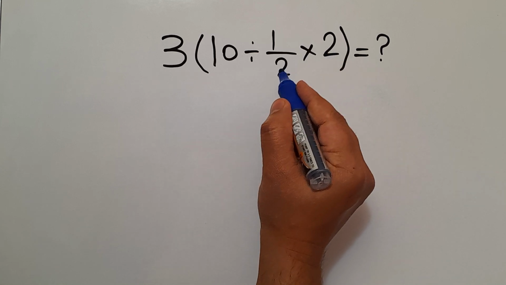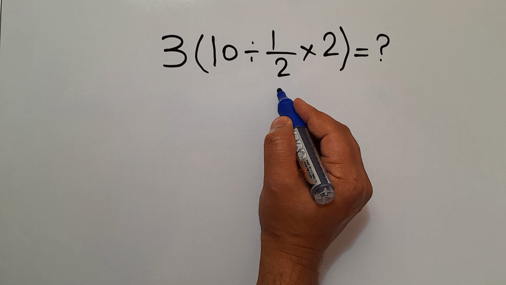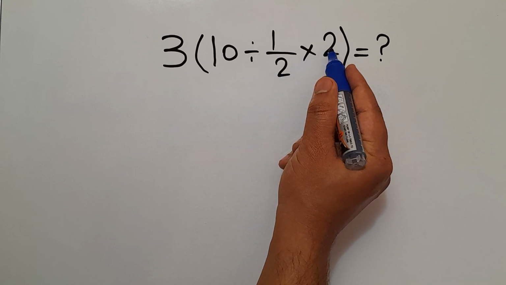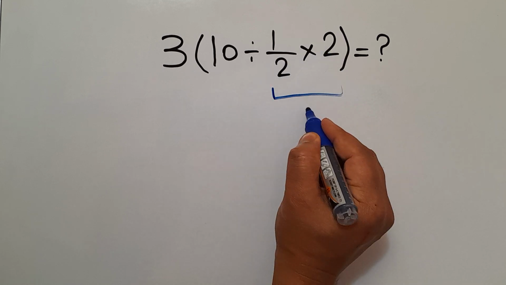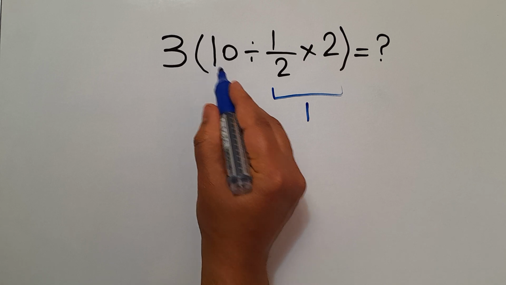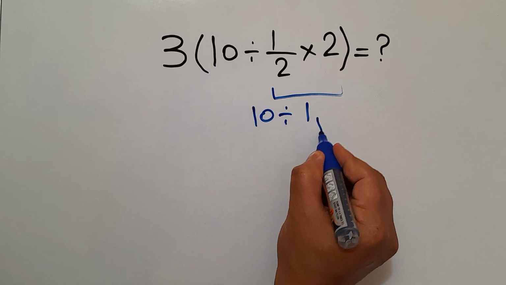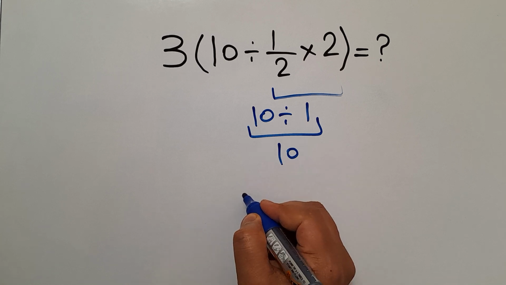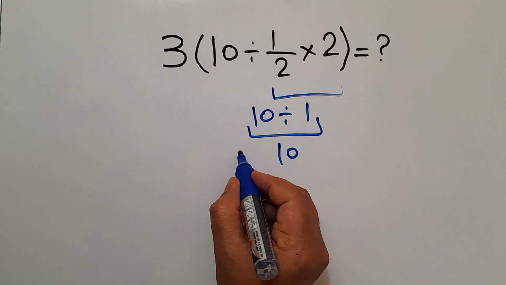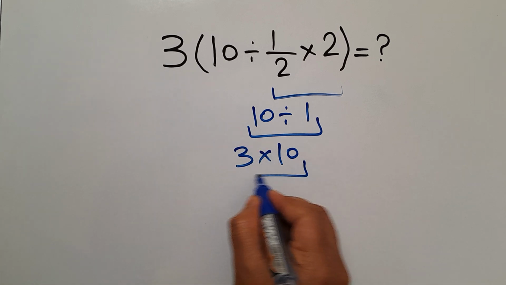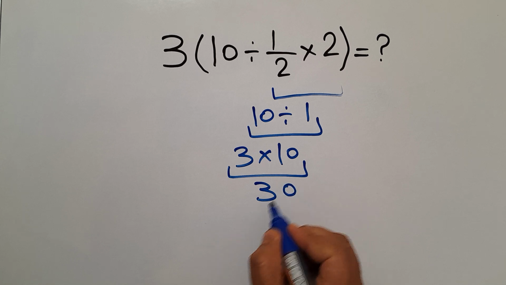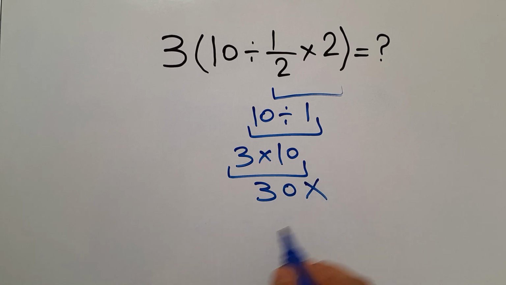These two and these two can cancel each other out. So 1/2 times 2 equals 1, and 10 divided by 1 equals 10. 3 times 10 equals 30. But this answer is not correct.